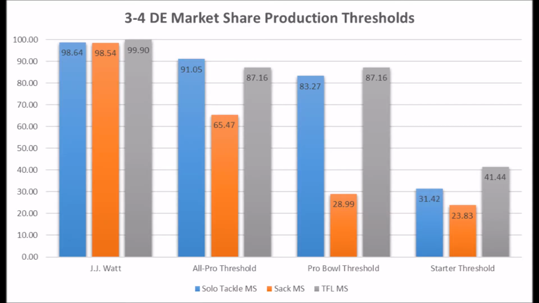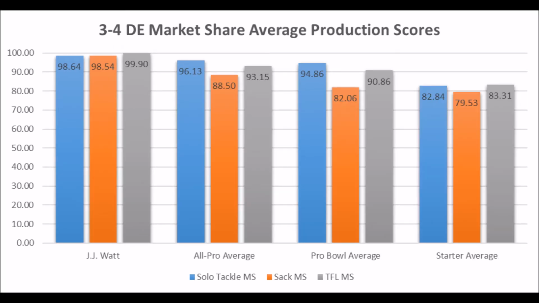With all that stuff out of the way, let's get to J.J. Watt's profile. So first off, you have production data. People don't care about production at the defensive tackle position for some reason, but J.J. Watt was fantastic in terms of his overall production data: 98.64 in terms of solo tackle data, 98.54 in terms of sack data, and 99.90 in terms of tackle for loss. He hits all the all-pro thresholds you're looking for, Pro Bowl thresholds, and starter thresholds at the position. And not only that, when you look at the averages, he's well above the averages in terms of his overall production.